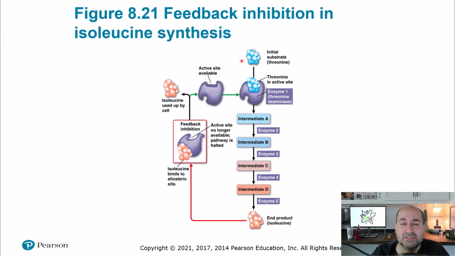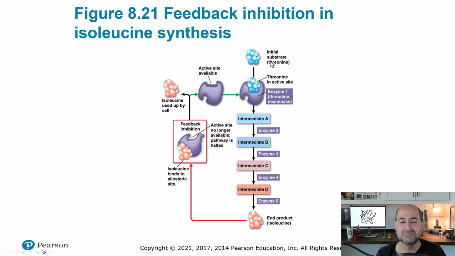Let me ask you guys this to put your thinking hats on before the end of the video. If the cell didn't care about this initial substrate, let's say this initial substrate was something the cell can't use at all, but it can use the end product. Do you think that pathway would feed back and inhibit itself? Do you think that pathway would have feedback inhibition? No, it usually won't, right? Because you don't care to conserve this initial substrate.